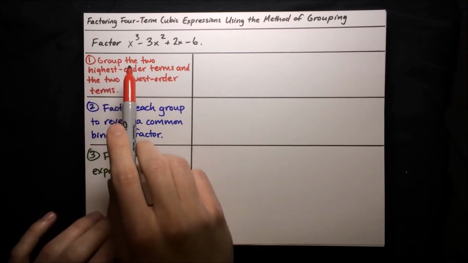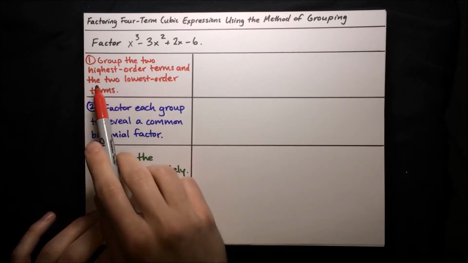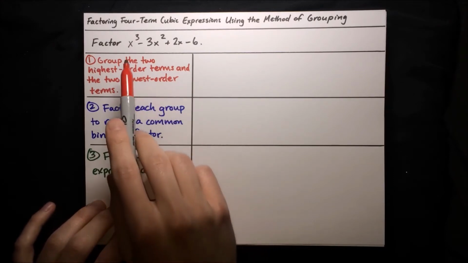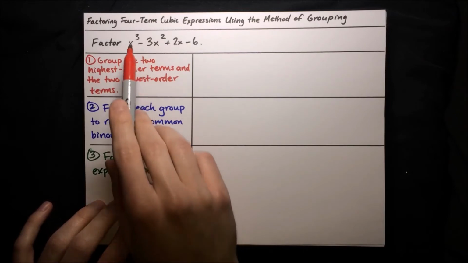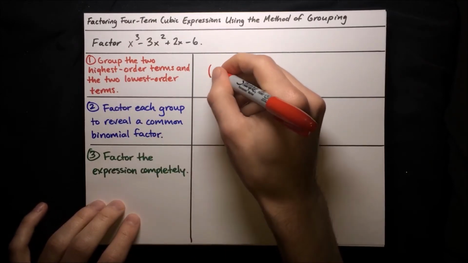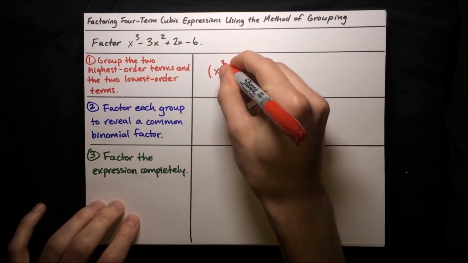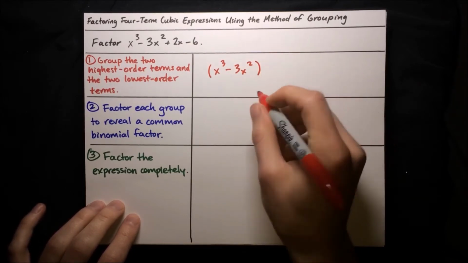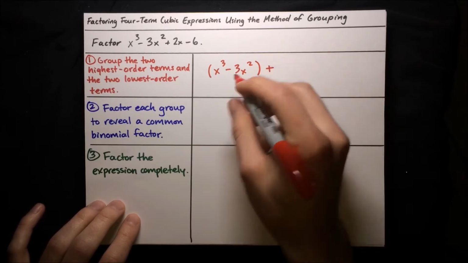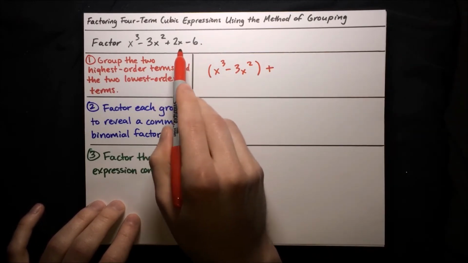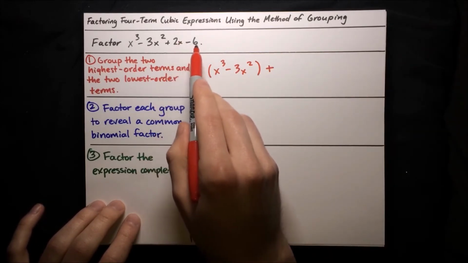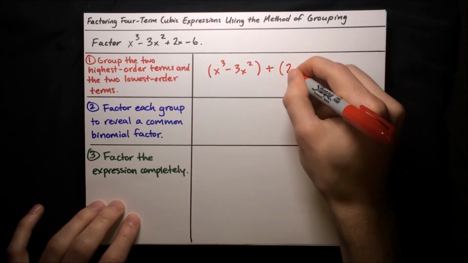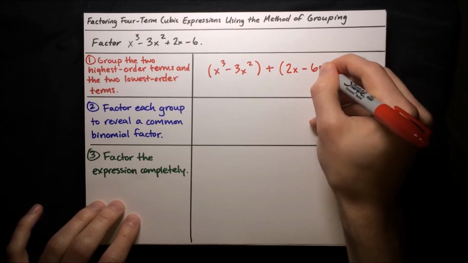The first step is to group the two highest order terms and the two lowest order terms. So the two highest order terms are the x cubed and the x squared here. So let's write these in parentheses: x cubed minus 3x squared. Then group the other two terms in parentheses. These are the lowest order terms, just x to the first power and x to the 0 power, or just the constant. So 2x minus 6 in parentheses here.